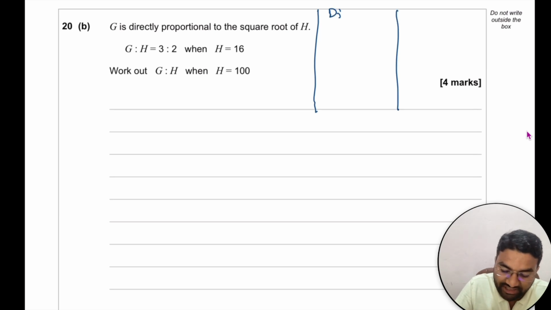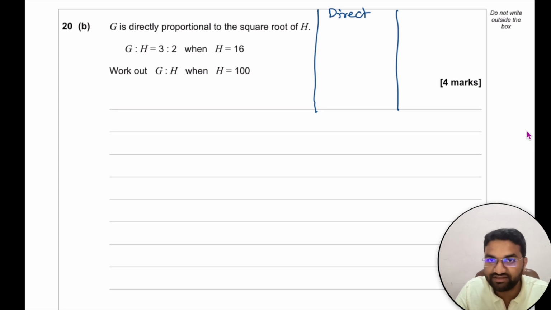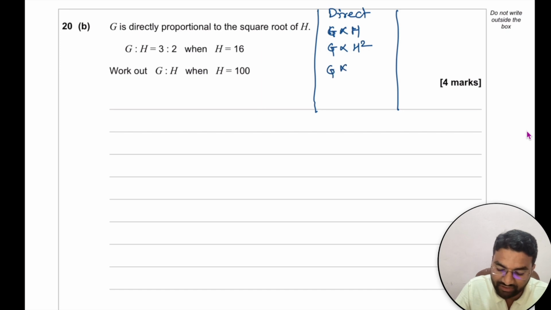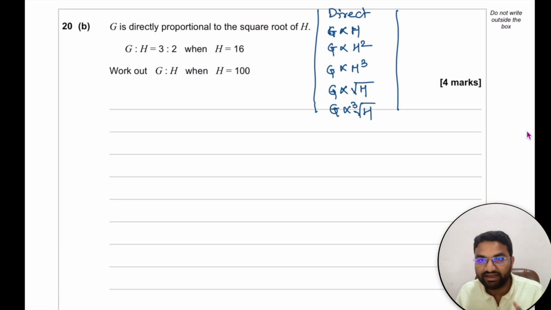So for direct relations, let's take G and H only for our discussion purpose. G is directly proportional to H. G is directly proportional to H square. G is directly proportional to H cube. These are all directly proportional relations. Even G is directly proportional to the square root of H, and G is directly proportional to the cube root of H. All these are direct proportion.